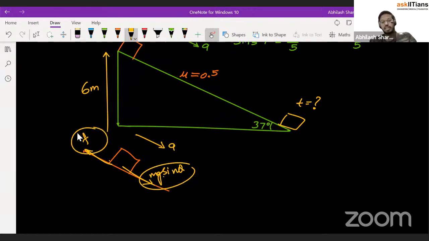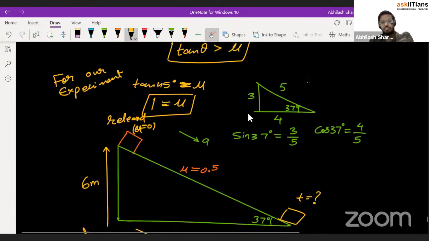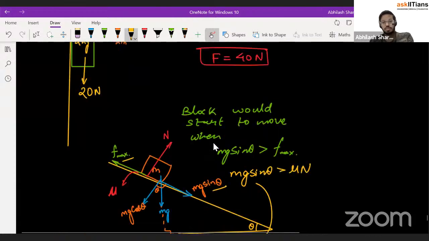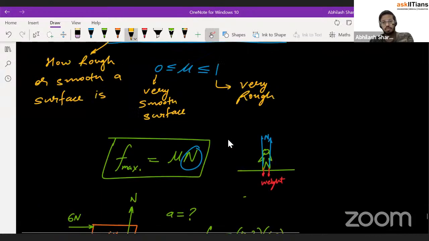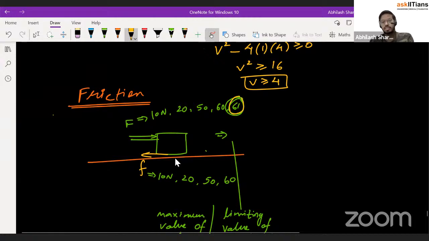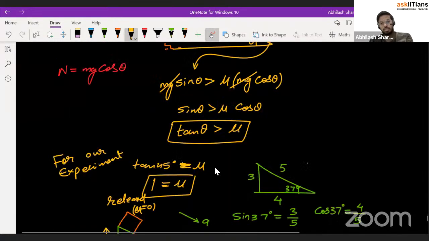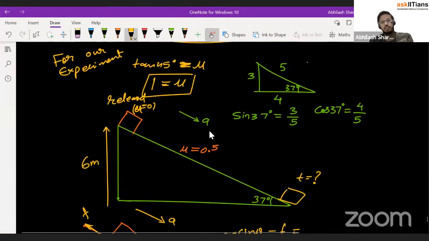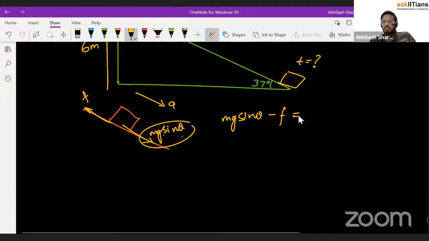mg sine theta is greater than friction, right? That's why it's moving downward. So the difference of these two forces will be the net force. Remember, I told you that if we are applying 61 newtons, where is that example? This one. I said we are applying 61 and friction is applying 60. How much would the block feel? The difference of the two. So that's what happens here. mg sine theta minus F, that difference is what will give the block acceleration. F equals ma.